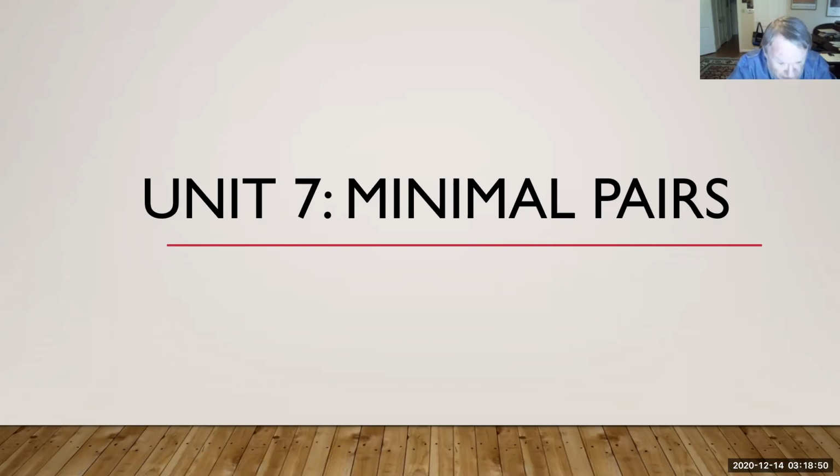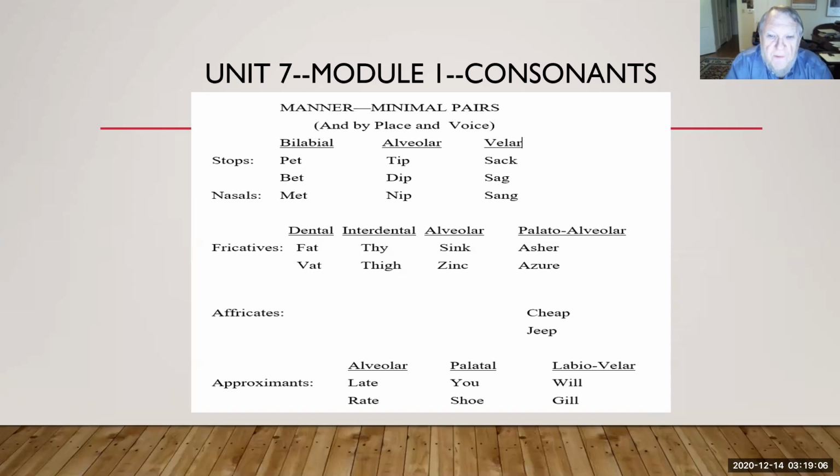So also, this will help us understand the sound system of English, which we've referred to before. And this is another way of reinforcing it and seeing the whole system. So let's start with the minimal pairs for consonants in English. And as we saw before, there are 5 manners along the left: stops, nasals, fricatives, affricates, and approximants.